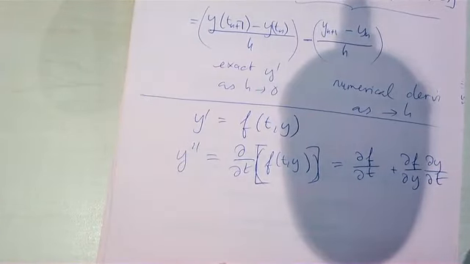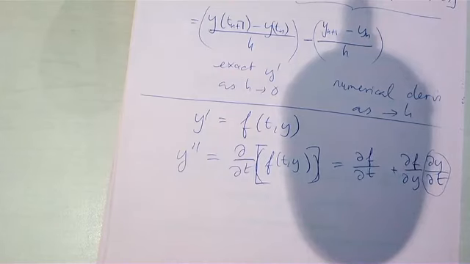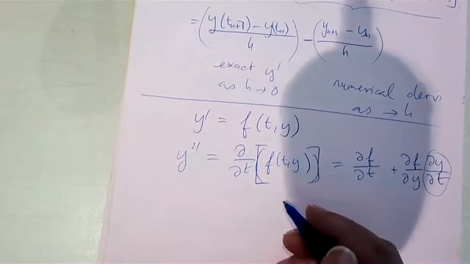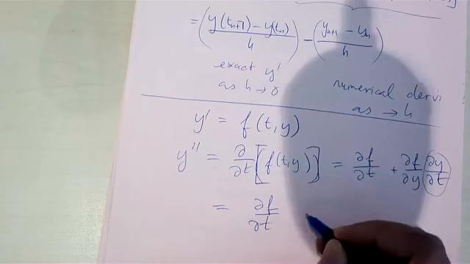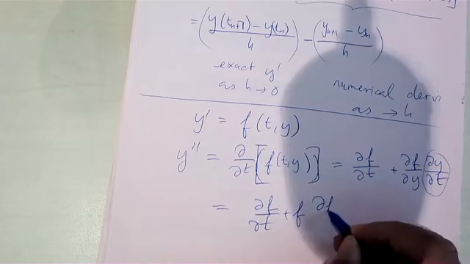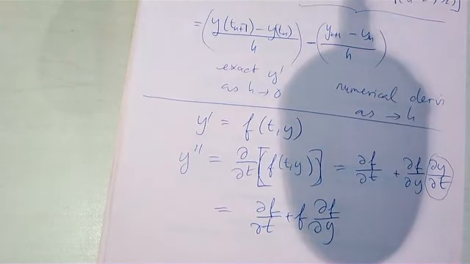But this one is your y prime, and y prime equals f. So therefore, you can write again as f times the partial of f with respect to y. That is how I got this term. The higher order terms I just leave here, I'm not going to change anything, and you get O(h cubed).